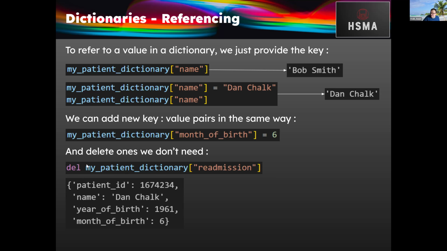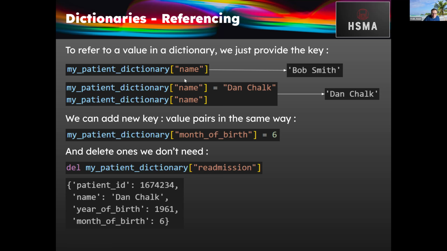And the same for variable names. It will warn you that it's an inbuilt keyword. So you can't call a variable del, for example. So if we want to delete an entry, we use the del keyword, space, and then the name of the dictionary, and then we can provide in the square brackets the particular key that we want to delete.